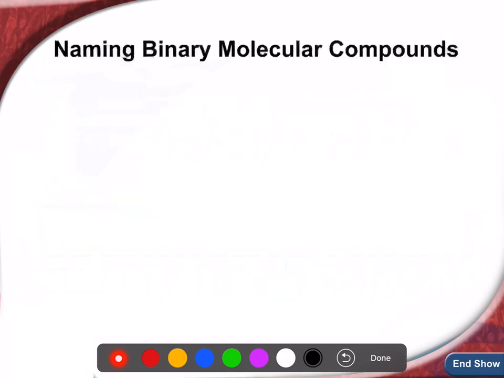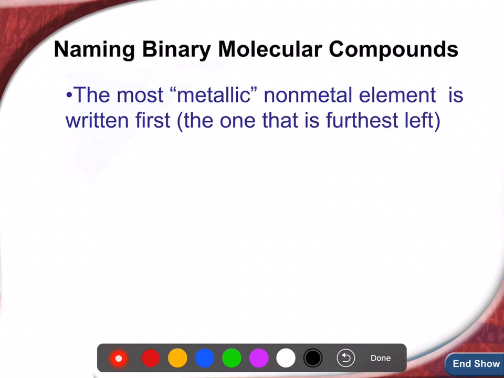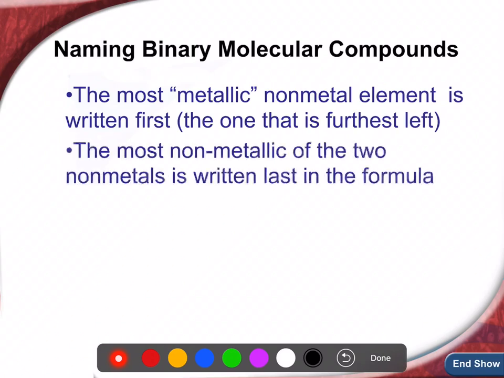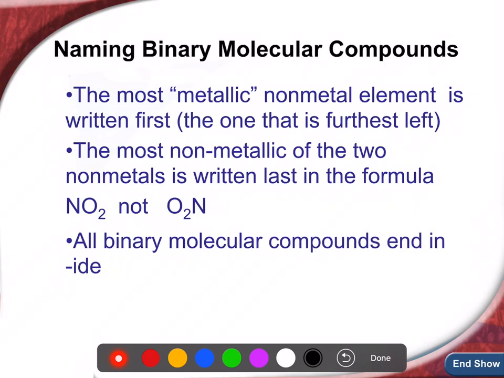There are a couple rules that go along with this. First of all, the most metallic nonmetal is written first. So in other words, the one that's furthest to the left, or potentially furthest down into the left, that one is going to be written first. So for instance, in carbon dioxide, carbon's first because it's further to the left of oxygen. It is more metallic. Obviously, that would mean the most non-metallic would go second. So it's nitrogen dioxide, not dioxygen mononitride. You put the nitrogen first.